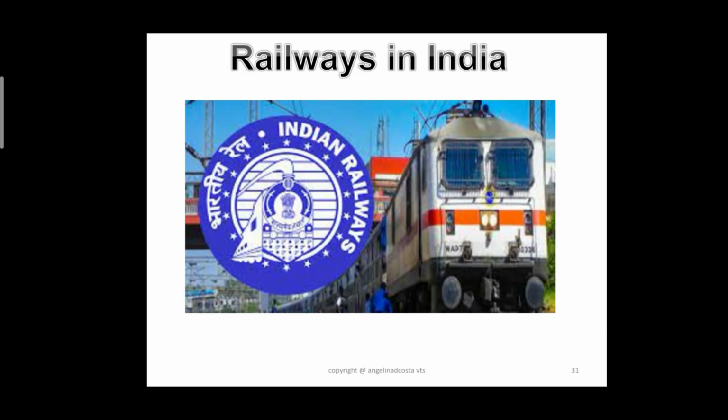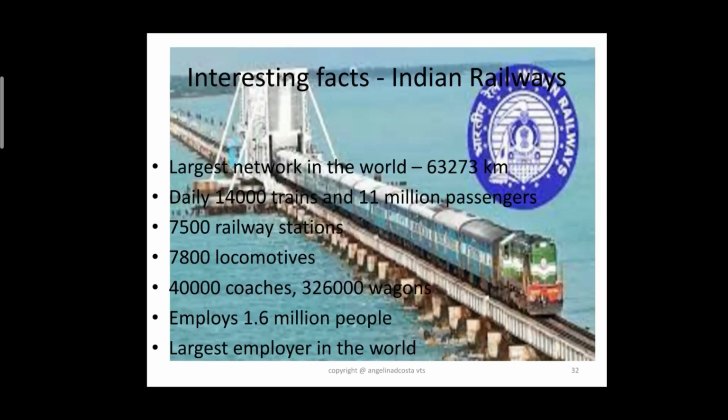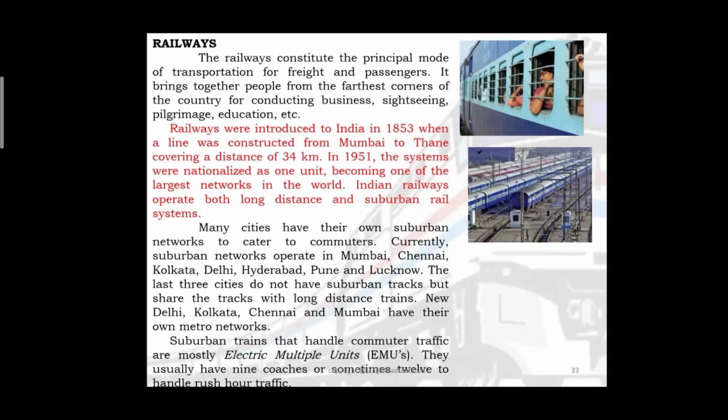The railways constitute the principal mode of transportation for freight and passengers. It brings together people from the furthest corners of the country for conducting business, sightseeing, pilgrimage, education, etc. The railways were introduced to India in 1853 when a line was constructed from Mumbai to Thane, covering a distance of 34 kilometers. In 1951, the systems were nationalized as one unit, becoming one of the largest networks in the world. Indian Railways operate both long distance and suburban railway systems.